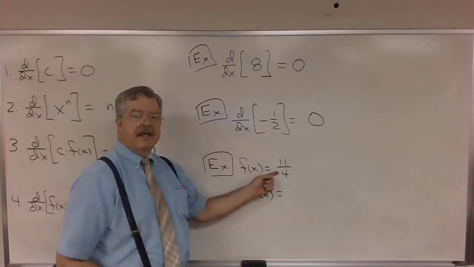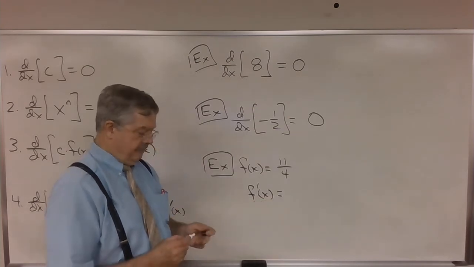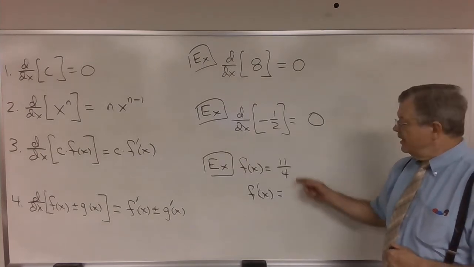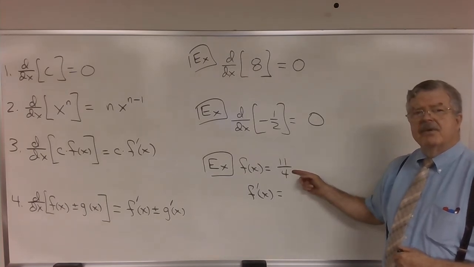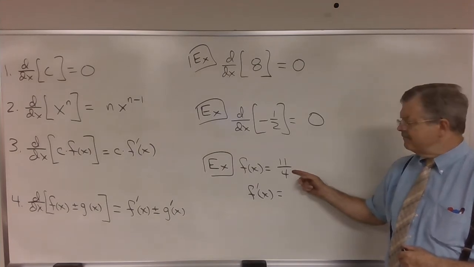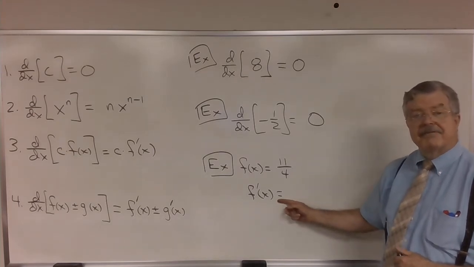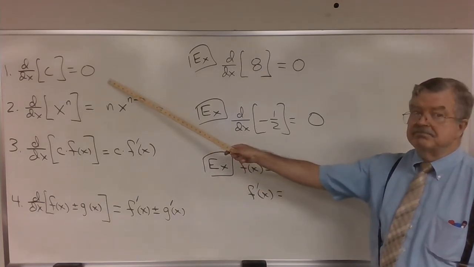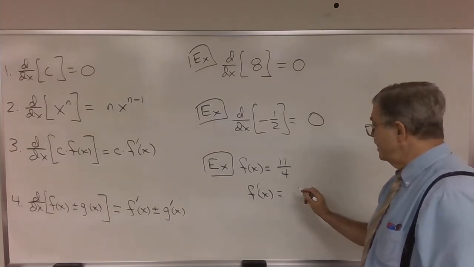f of x equals 11/4. So what should the derivative of f of x be? What do you think? Well, f of x is a constant, right? 11/4 is a constant. What is it, 2.75 maybe? So if f of x is a constant, what should the derivative of f of x be? Property number 1 says it should be 0, right? Okay.